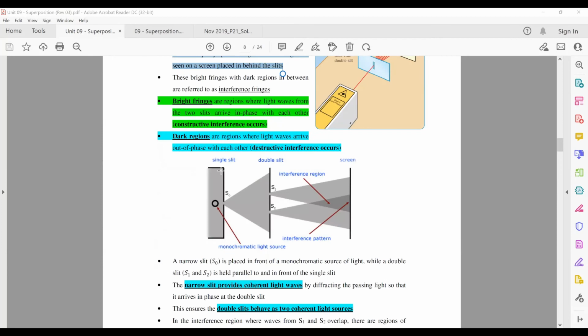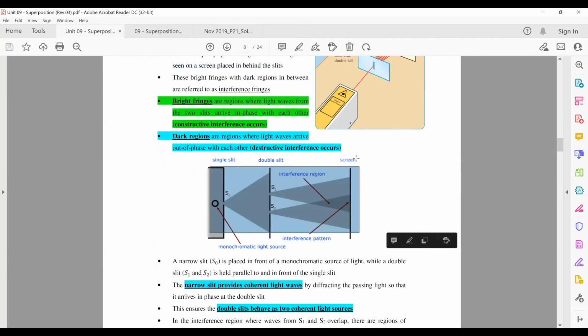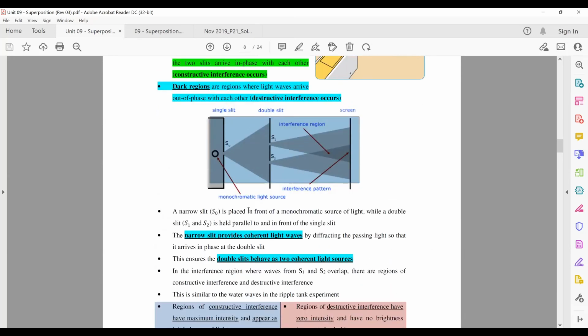All right, so this is the diagram simplified already for you. A narrow slit S0 is placed in front of the monochromatic light source, while double slit S1 and S2 is held parallel in front of the single slit. The narrow slit here provides coherent light waves by diffracting the passing light so that it arrives in phase at the double slit. This ensures that the double slits behave as two coherent light sources. So these are your two sources. We are talking about two source interference patterns.